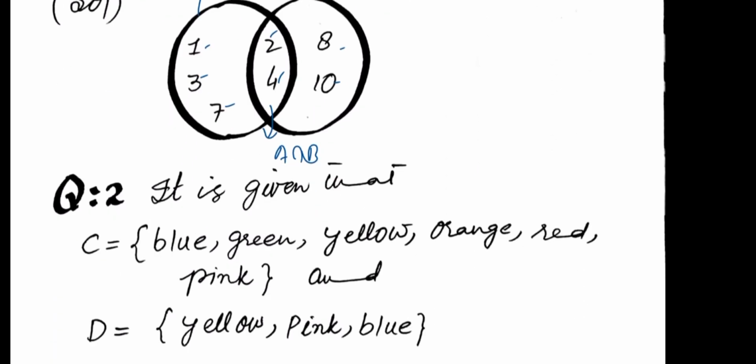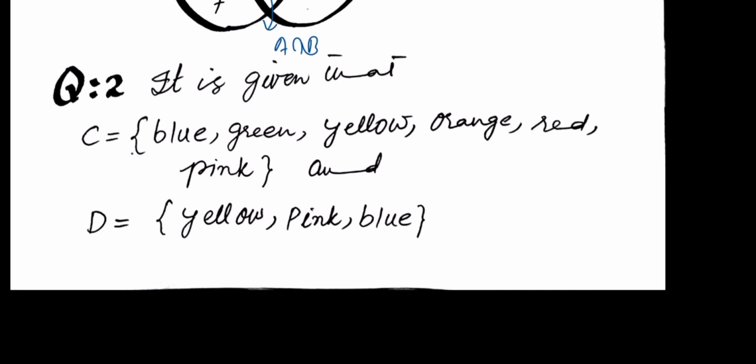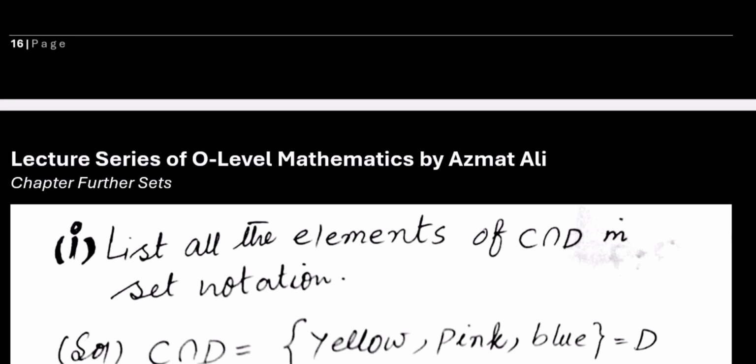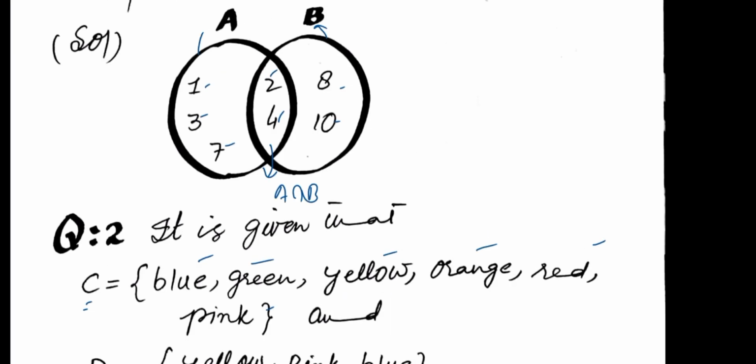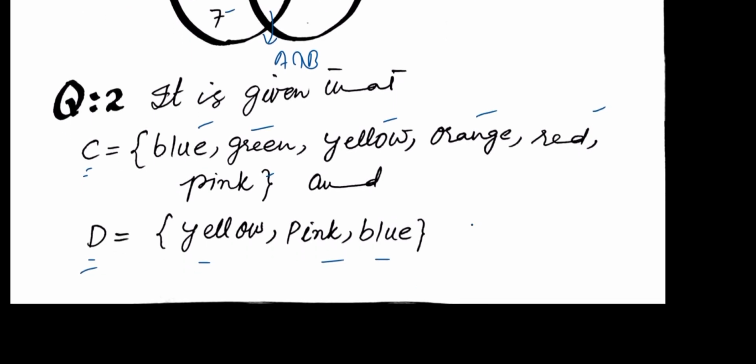Question number 2. It is given that set C represents the names of colors: blue, green, yellow, orange, red, pink, and the set D is yellow, pink, blue. List all elements of C intersection D here in set notation. C intersection D consists of these three elements, and actually in this question you can see that set D is the smaller set and it is a proper subset of C. Every element of D is a part of set C.